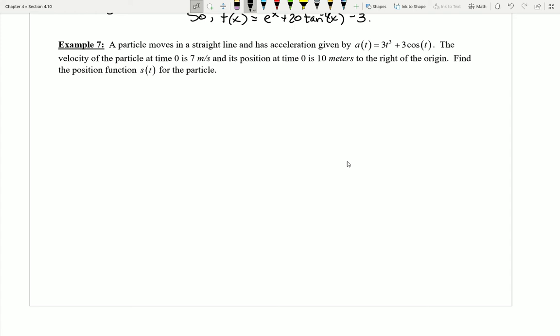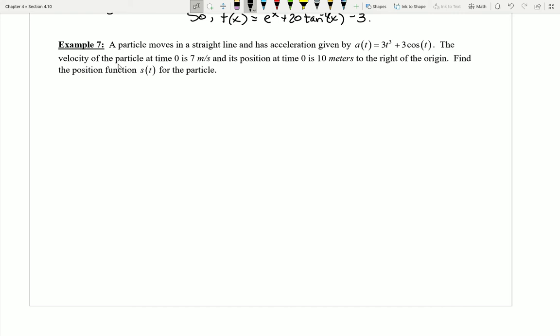Now let's take a look at example 7. Let's suppose, again, much like in our opening motivation, we have a particle that's moving in a straight line. But instead of understanding the particle's velocity at any given time, let's suppose that we're given its acceleration. And its acceleration is given by a of t is 3t to the third plus 3 cosine t.